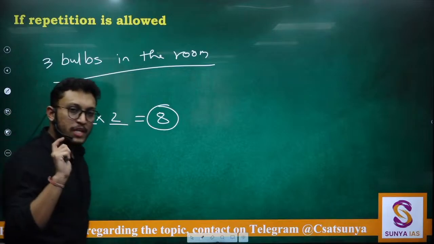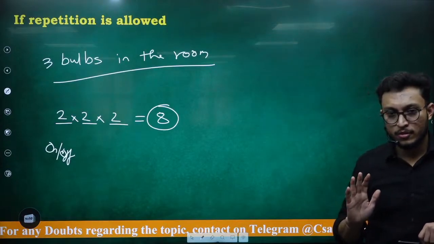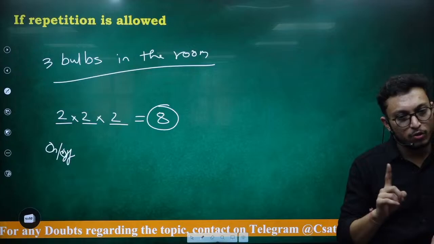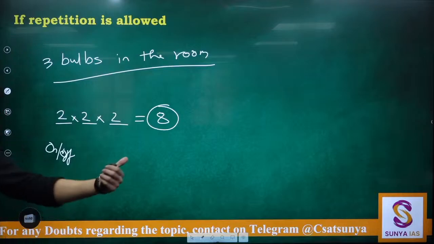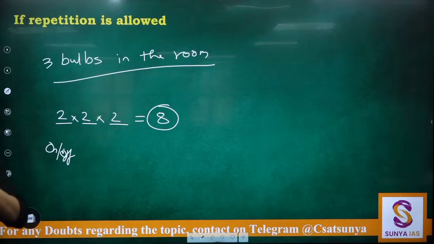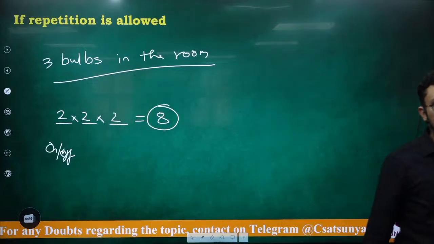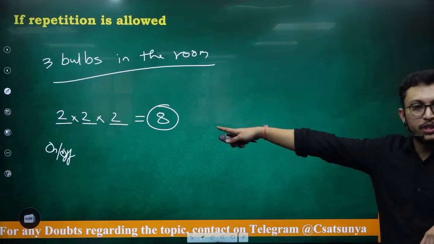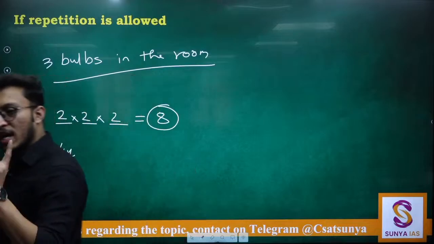But can I say out of this 8 combinations, there will be one combination in which all the 3 bulbs are off. Out of this 8 combinations, there is one combination in which all the 3 bulbs are off. So can I remove that combination from this total combination? And then I can say that there are 7 such combinations in which at least one of the bulb is on. If at least one of the bulb is on, room can be illuminated. अगर एक भी बल्ब जल रहा होगा तो रूम में उजाला हो जाएगा. So total we found out that there are 8 combinations. उसमें से एक combination ऐसा माइनस कर दो जिसमें सारे बल्ब्स बंद है.